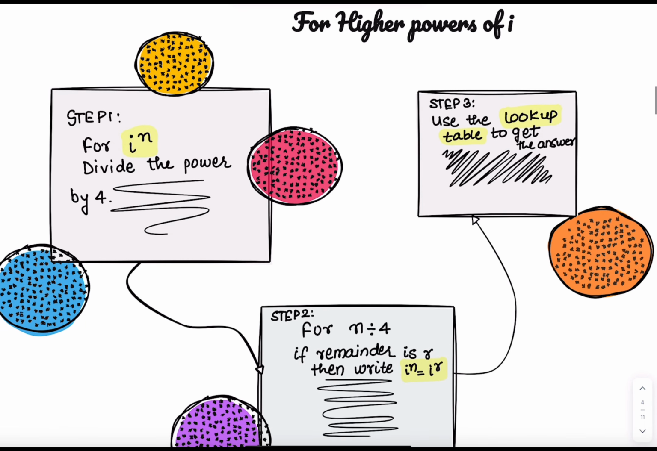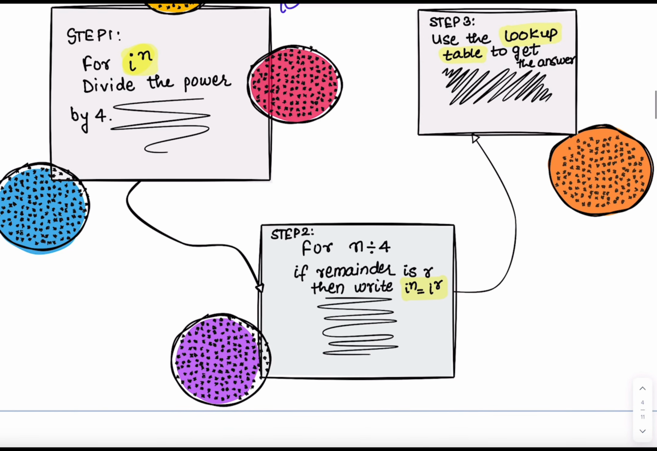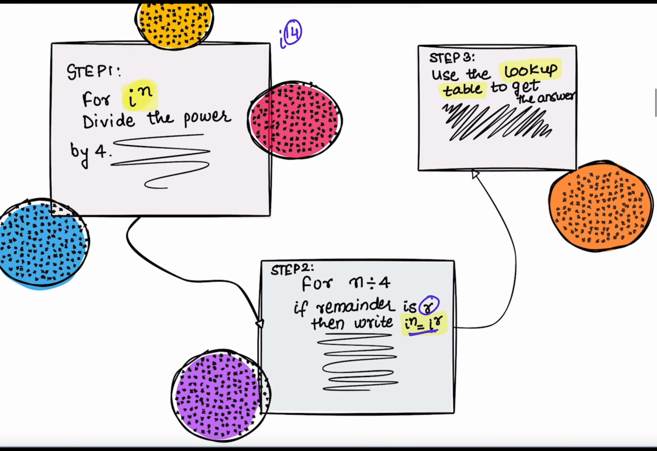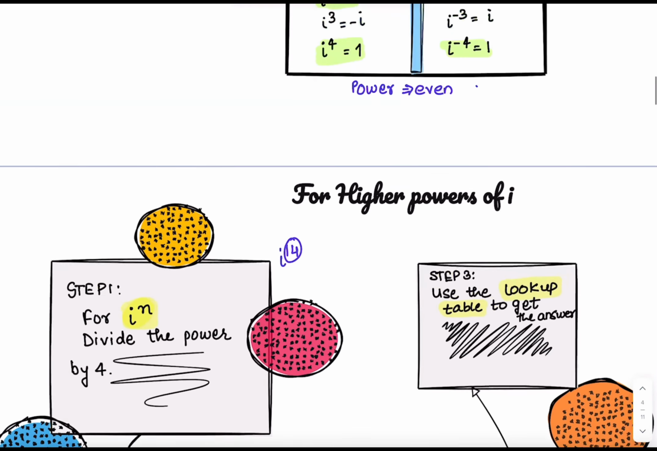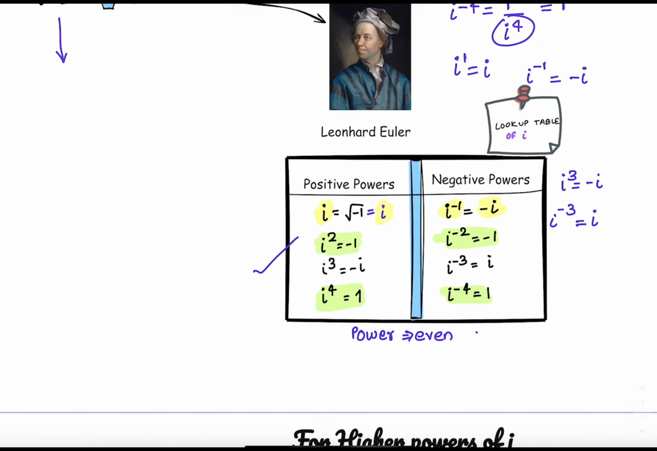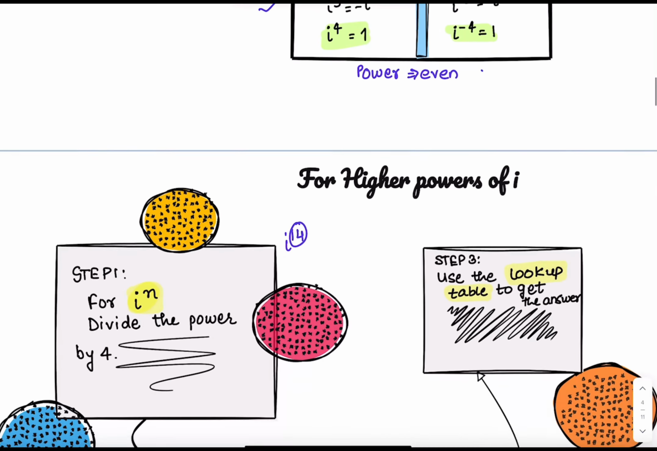For higher powers of i, all you need to do is divide the power by 4. So whatever you're asked, like i to the power 14, divide that by 4. And then in step 2, you just find the remainder. If that remainder is r, then just express i to the power n as i to the power r. Use the lookup table in the third step to get the final answer. So this is the lookup table that we have already discussed, and this is the procedure to find higher powers of i.